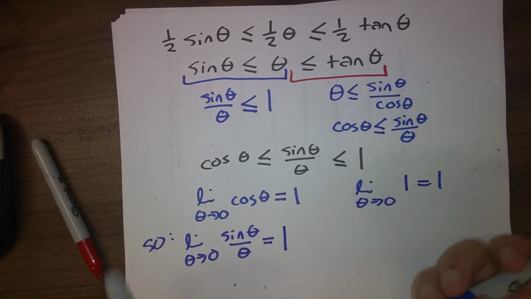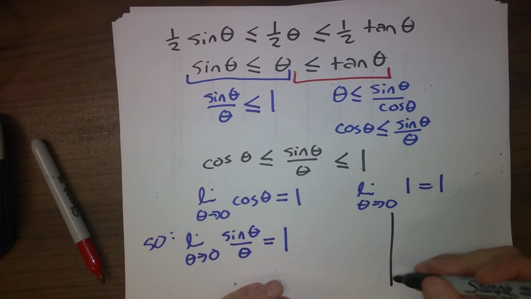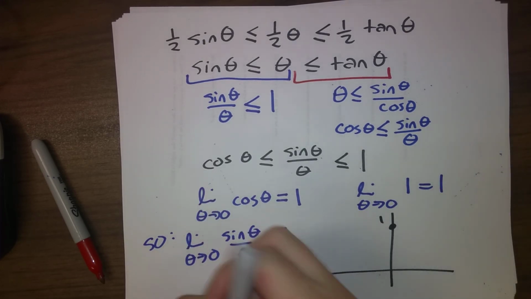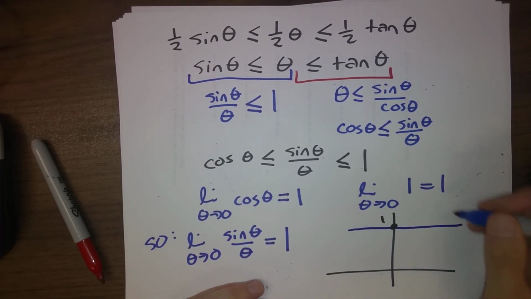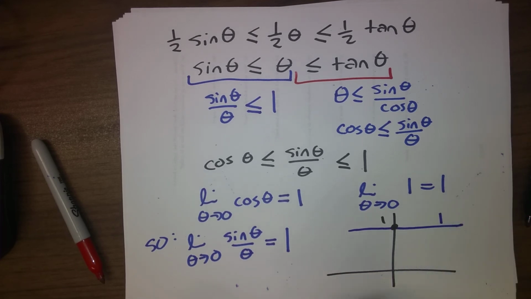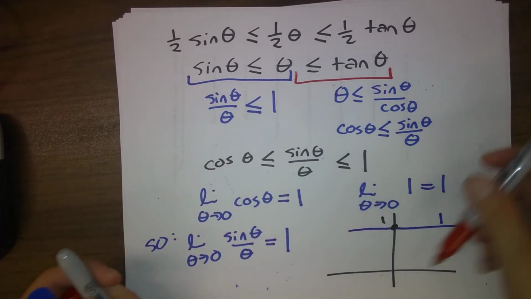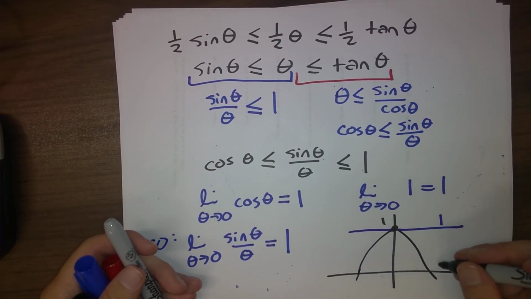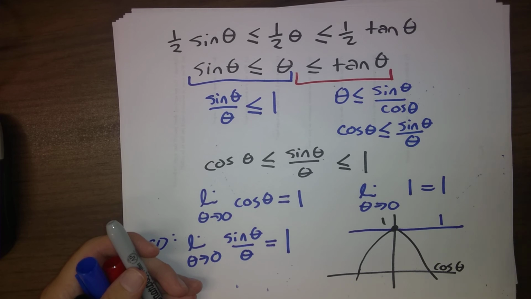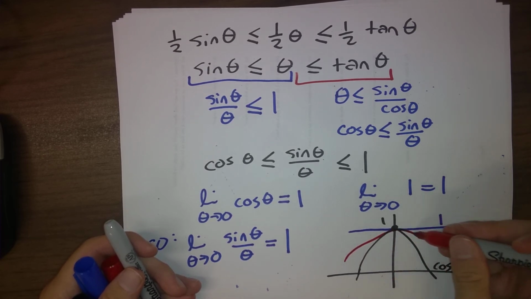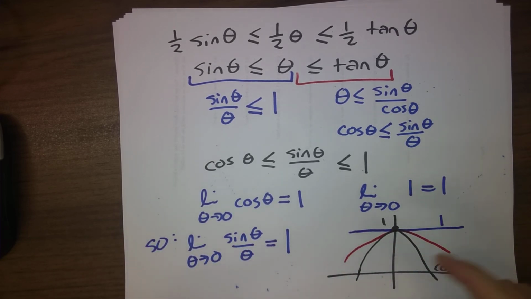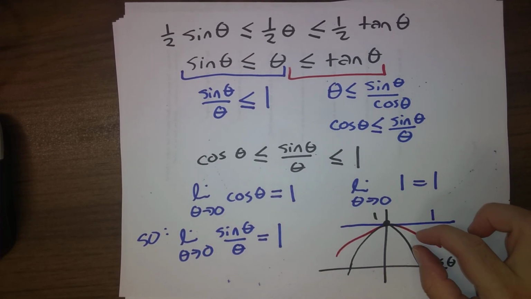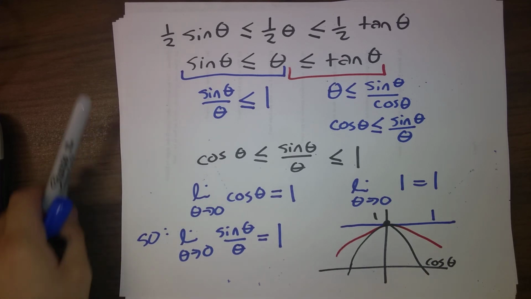If you want to see the picture for all this, perhaps I could have done the picture earlier, but I'll go ahead and do the picture now. So here is 1. Our upper function is just the constant function 1. The lower function is cosine theta. And so somehow sine theta over theta is trapped between those two. They get squeezed together. These both go to 1, so we can squeeze sine theta over theta to also be 1 as theta gets close to 0.